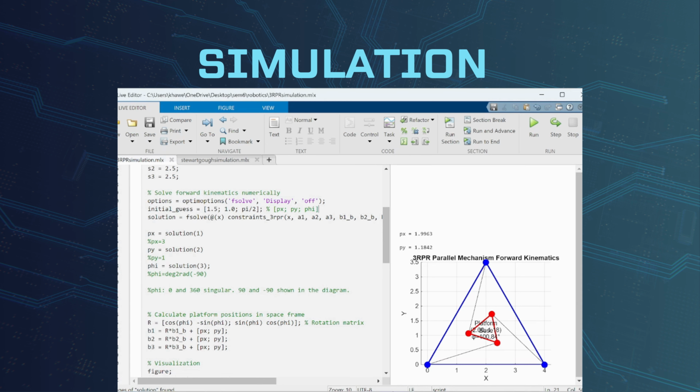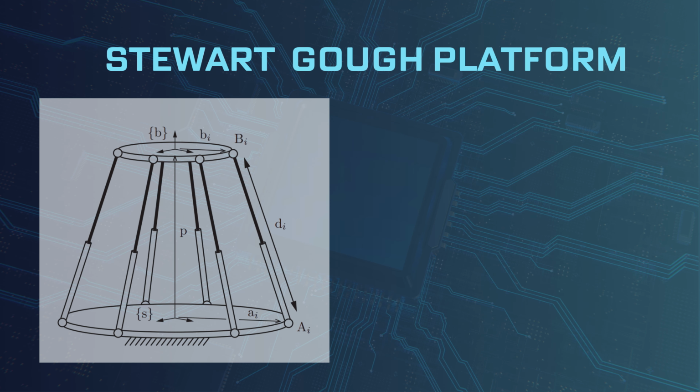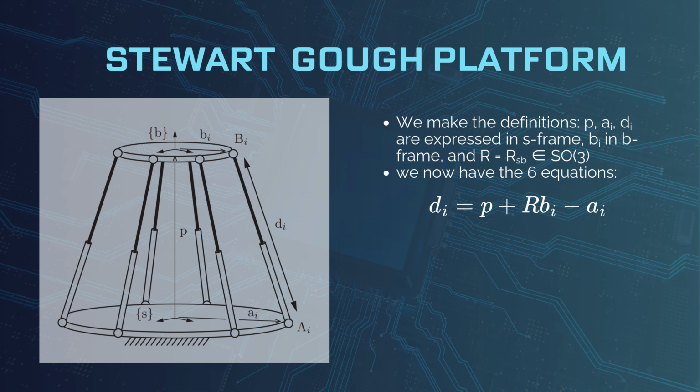Now let's look at the Stewart Gough platform. There are 12 passive spherical joints at the end of the arms and 6 active prismatic joints, as you can see them move. Following the convention of the 3RPR mechanism, we make the definitions: p, ai, di as expressed in the S frame, bi in the B frame, and R_SP, the rotation matrix from S frame to B frame. The vectors are as defined in the diagram.